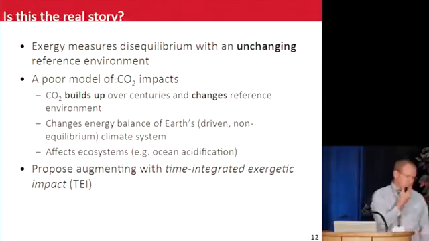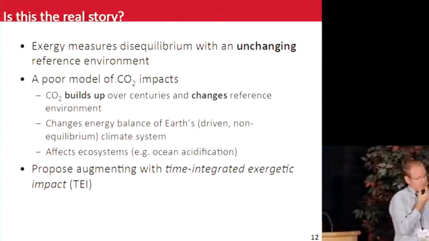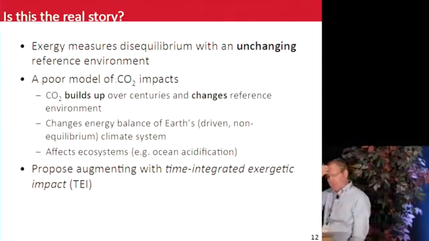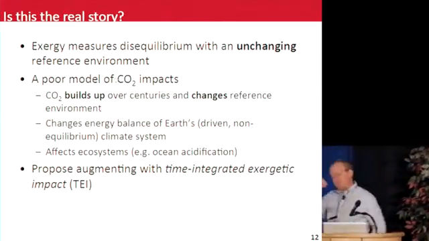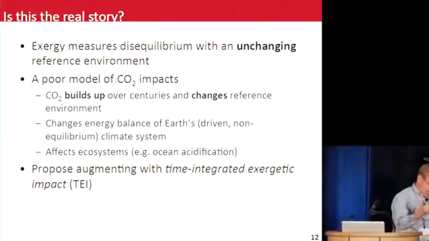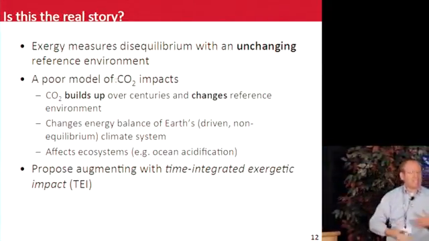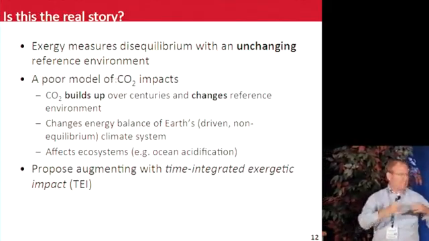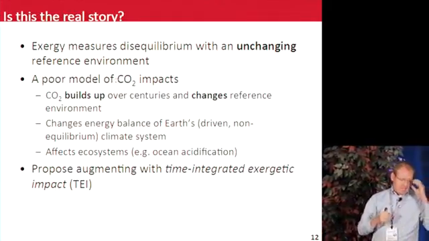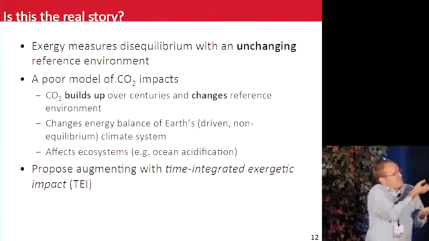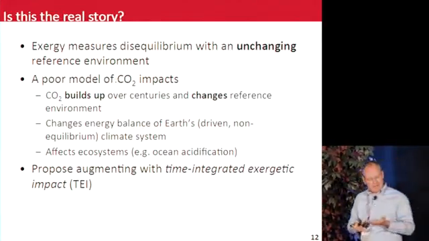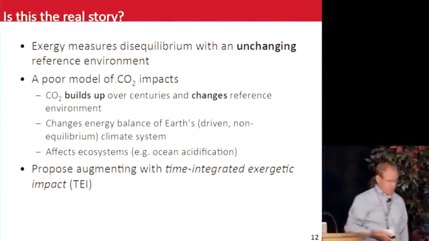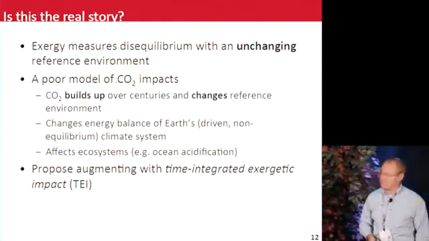But that's not the whole story, and I don't actually think this is the real story. Exergy actually measures disequilibrium of a resource with an unchanging reference environment. So the mental model here is you've got some resource, right, and it's interacting with some reference environment. It can interact chemically, let's say oxidize and form a reference species. It can dissipate out into the atmosphere, right? And eventually it doesn't change the reference environment, but it's essentially been lowered thermodynamically down to this equilibrium condition, this unchanging condition. This is a really poor model of what we actually care about for CO2.